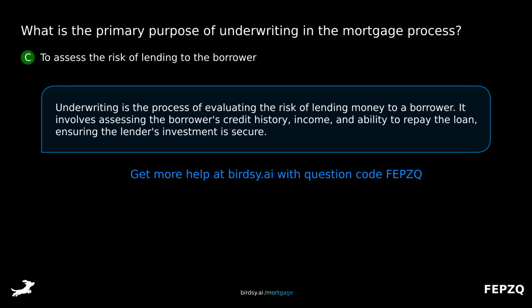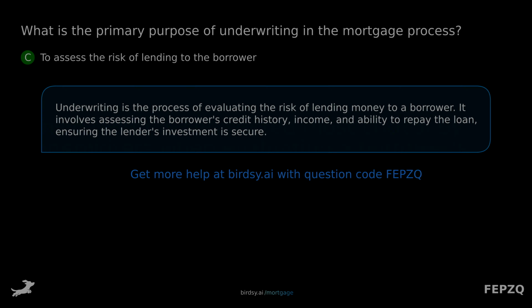Underwriting is the process of evaluating the risk of lending money to a borrower. It involves assessing the borrower's credit history, income, and ability to repay the loan, ensuring the lender's investment is secure.